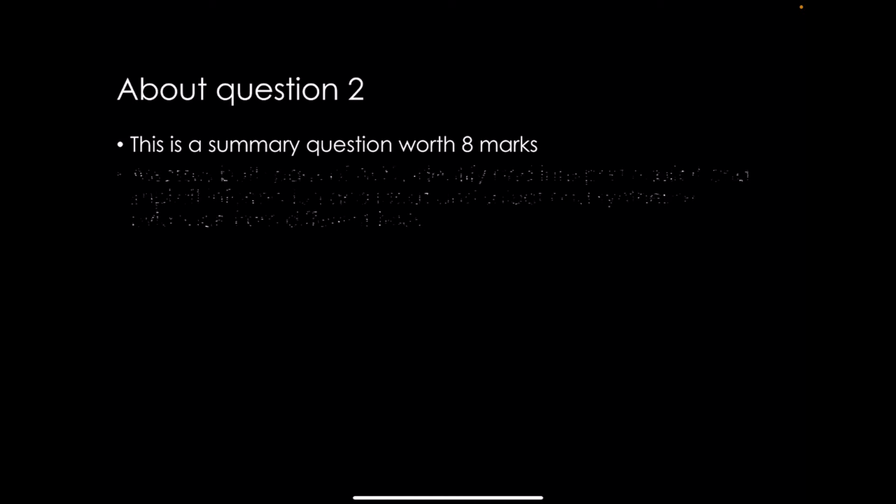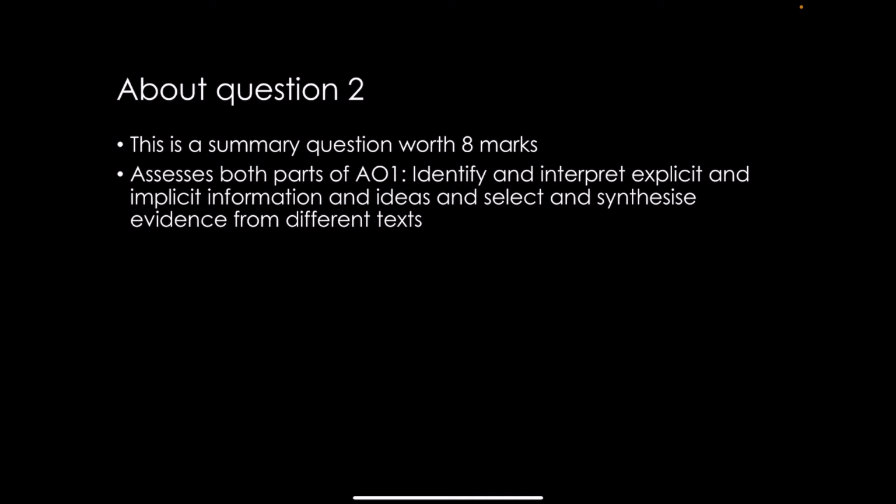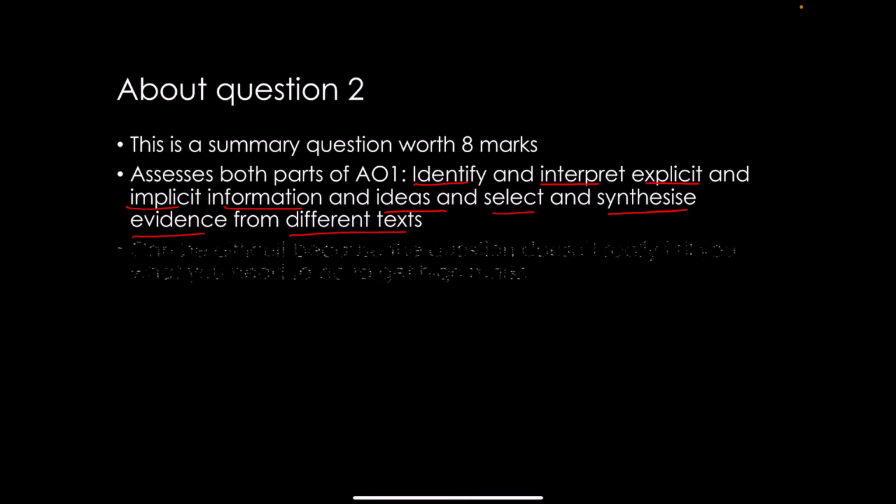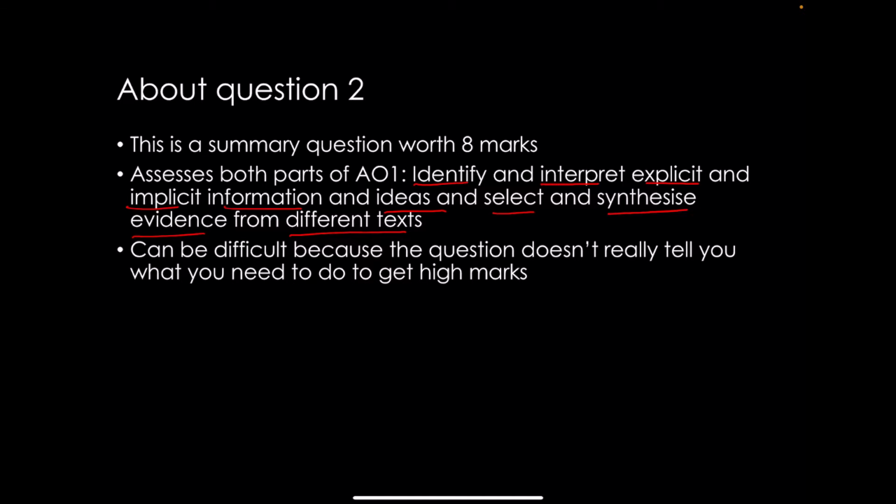Now, this assesses both parts of AO1, Assessment Objective 1: identify and interpret explicit and implicit information and ideas, and select and synthesize evidence from different texts. So you've got to be very careful here. You've got to pick out pieces from both texts, and identify and interpret explicit or implicit meaning. I'll go through what that means in a bit more detail.